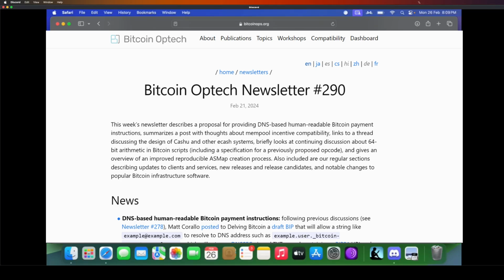I'll start with the preface of this week's newsletter. This week's newsletter describes a proposal providing DNS-based human-readable Bitcoin payment instructions, summarizes a post with thoughts about mempool incentive compatibility, links to a thread discussing the design of Cashu and other ecash systems, briefly looks at continuing discussion about 64-bit arithmetic in Bitcoin scripts, including a specification for a previously proposed opcode, and gives an overview of an improved reproducible ASMap creation process. Also included are our regular sections describing updates to clients and services, new releases and release candidates, and notable changes to popular Bitcoin infrastructure software.